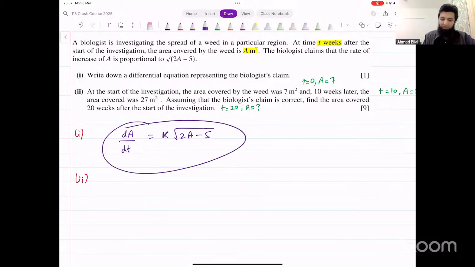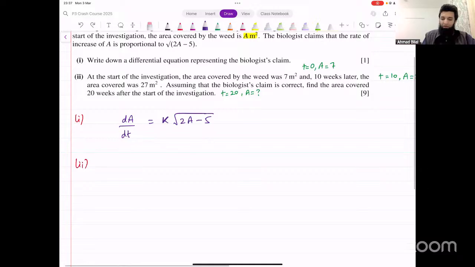We have this differential equation. We can start by separating the variables and solving this differential equation. Remember what we want at the end. We want A when time is equal to 20. So we want an equation in which A is the subject and it is defined in terms of t. That's what we want to do eventually.